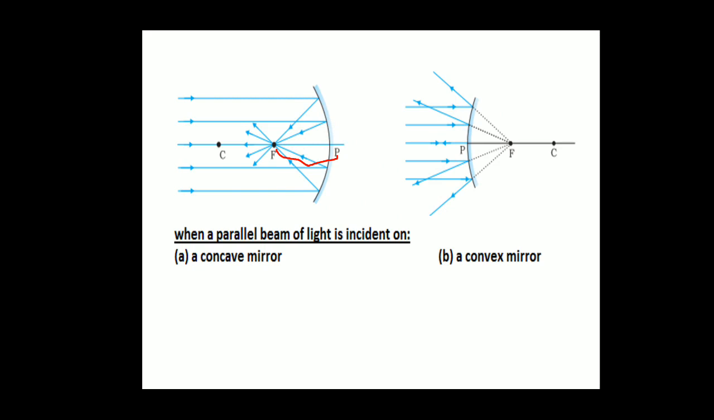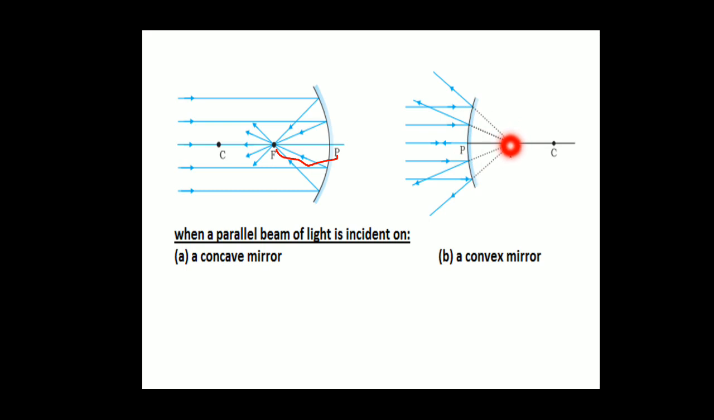Any diverged rays will never meet. So in order to get the image, we produce the rays. This is the first reflected ray. I produce it back by dotted lines. I am drawing the second ray, produce it. Third ray, produced. Fourth ray, produced. All are meeting at the point F.